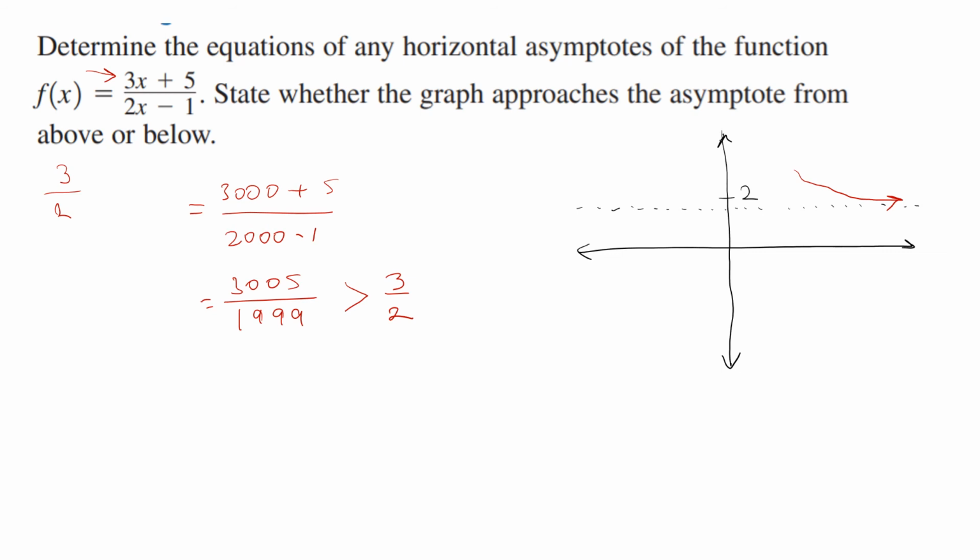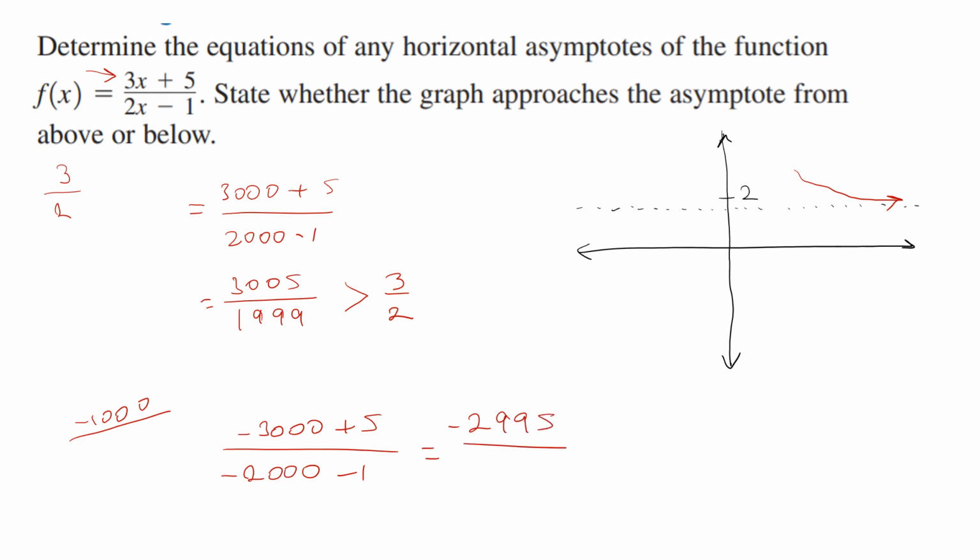Same thing I do for negative. Choose a very large negative value. I'll do the same with negative 1000, which will give me negative 3000 plus 5 all over negative 2000 minus 1, which gives me negative 2995 all over negative 2001, right? And from here I see that my value would be smaller than 3/2.